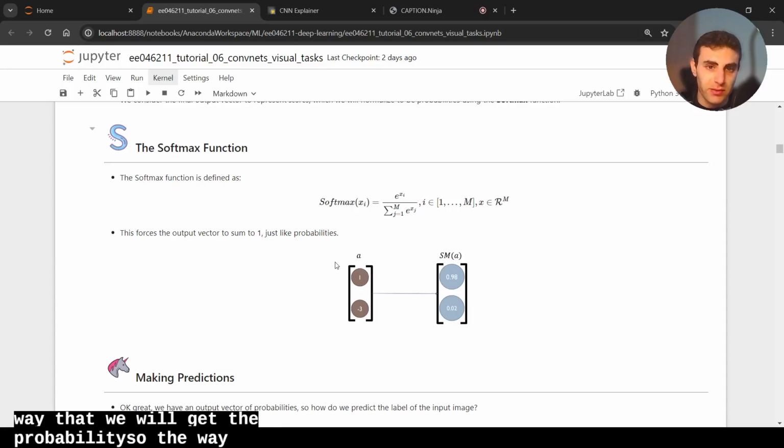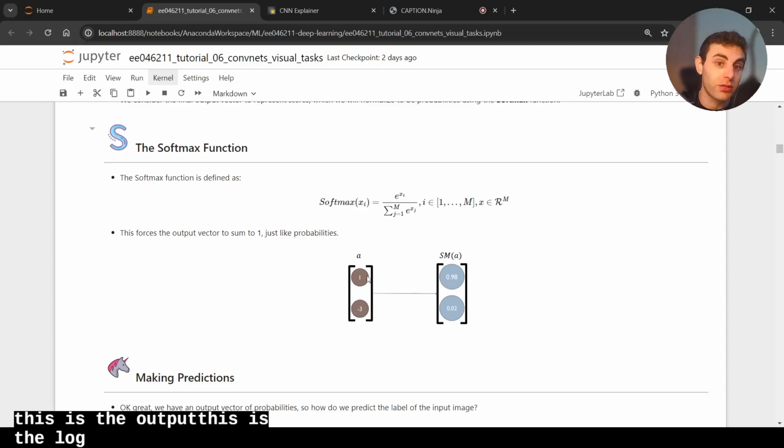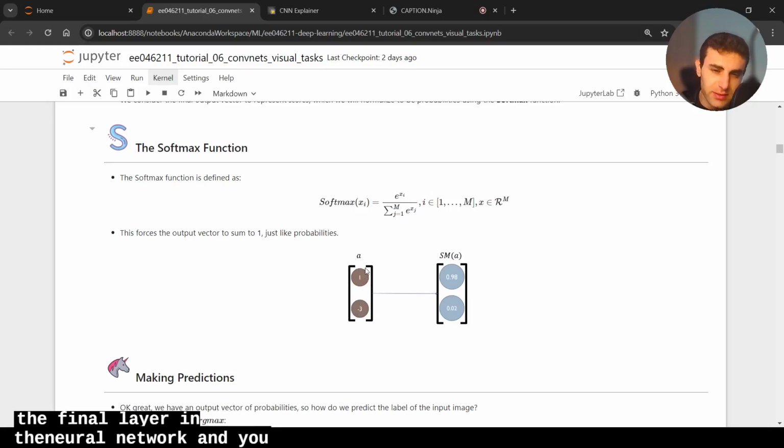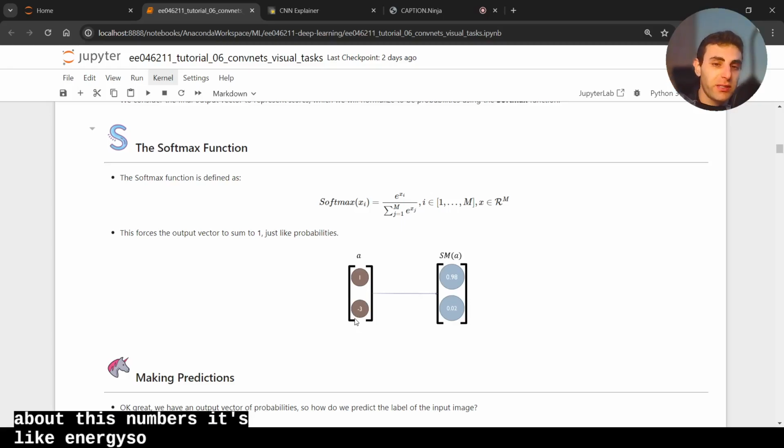So, for example, if we have two classes and this is the output, these are the logits. This is the output of the final layer in the neural network. And you can see that it is just unnormalized numbers, so 1 and -3. You can think about these numbers as energy. So the first class energy is 1 and the second class energy is -3. And of course, 1 is greater than -3, so we should classify this input as class number 1.